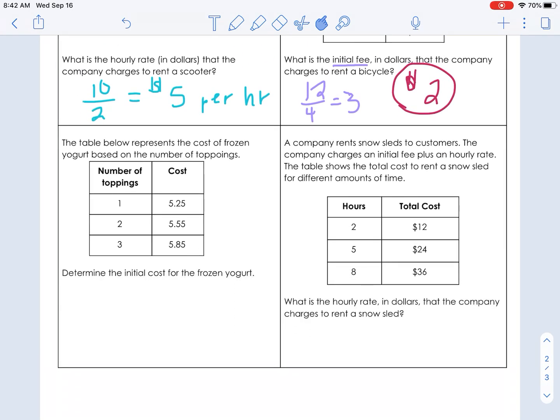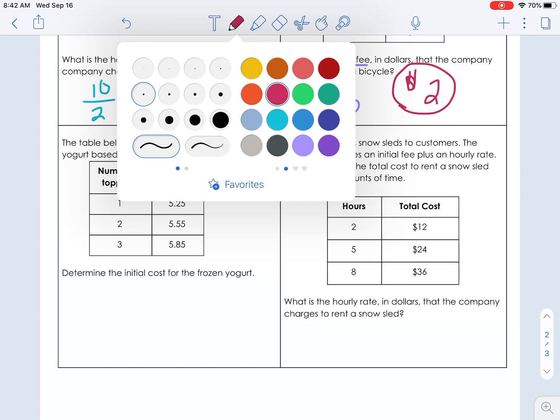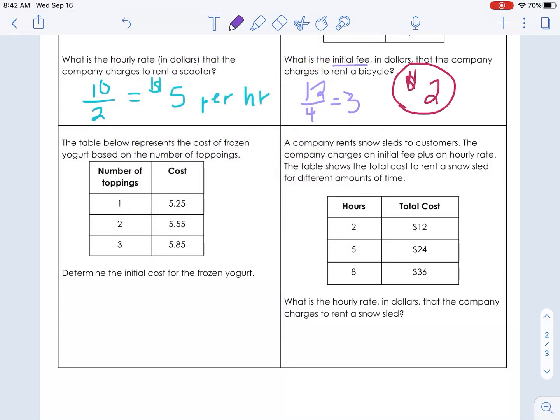All right. The next one, the table represents the cost of frozen yogurt based on the number of toppings. So it's very similar to the first problem that we started with. Determine the initial cost. So the initial cost, again, refers to the y-intercept. So we're going to find the change in the y's. From $5.25 to $5.50, that's 30 cents. And the toppings go up by 1. So our slope is 30 cents over 1. That just basically means that it's 30 cents per topping.